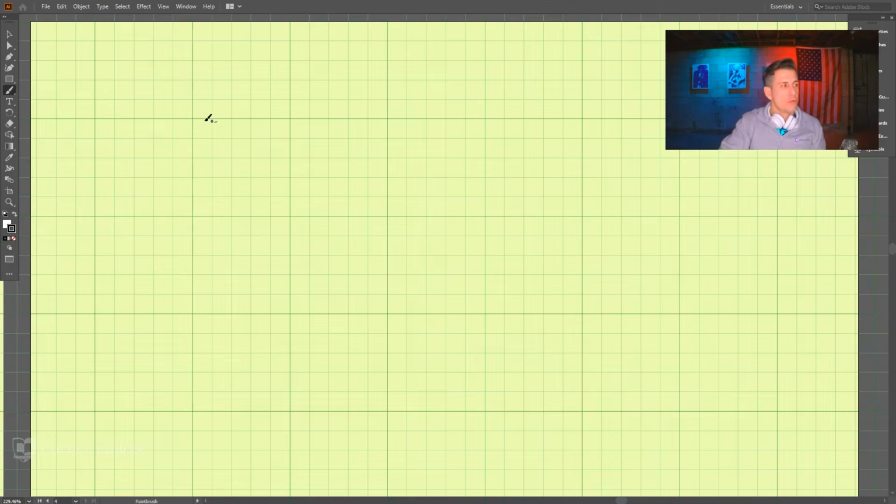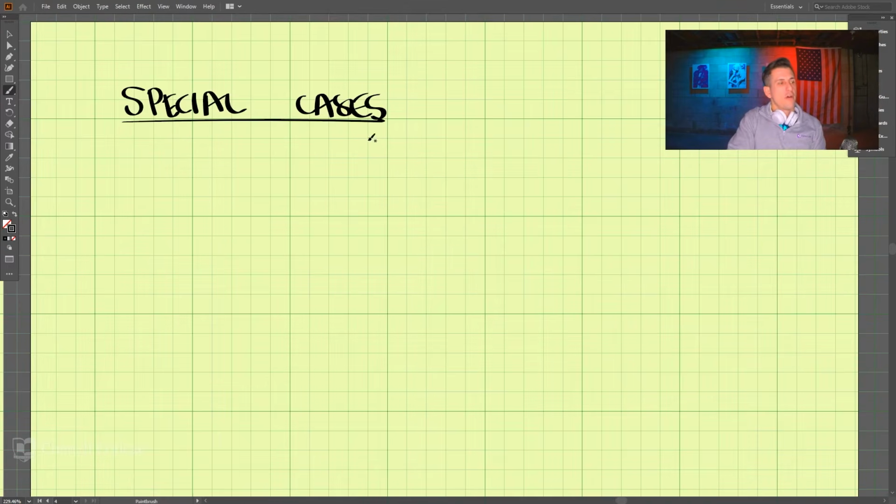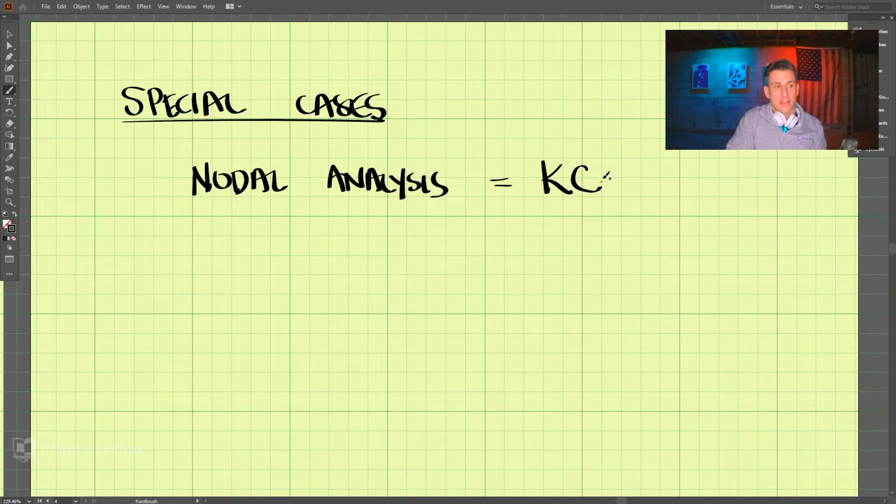Now let's look at a few special cases. For example, when we do nodal analysis, we do KCL. But what happens if there is a voltage source and we want to do nodal analysis? So let's take a look at an example.